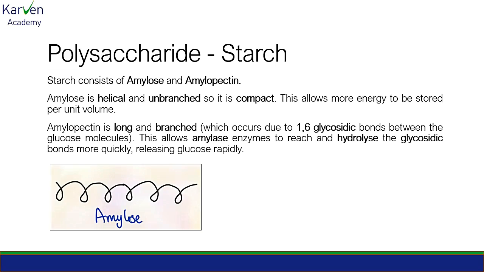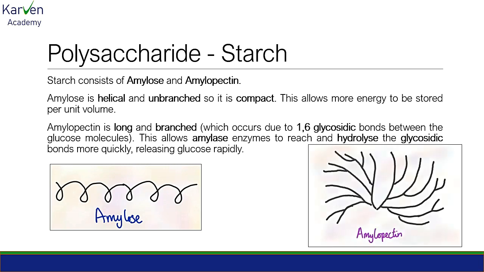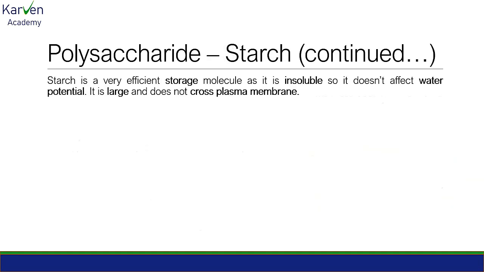This is the structure of amylose. As you see, it is helical, allowing it to be compact. And amylopectin, which consists of branches, is clearly different from amylose. Amylopectin has a similar structure to glycogen as we saw earlier. So starch is a very efficient storage molecule because it is insoluble and it does not affect water potential. It is large and does not cross the plasma membrane.